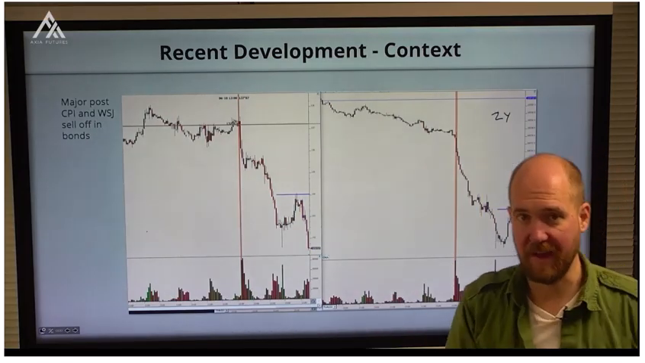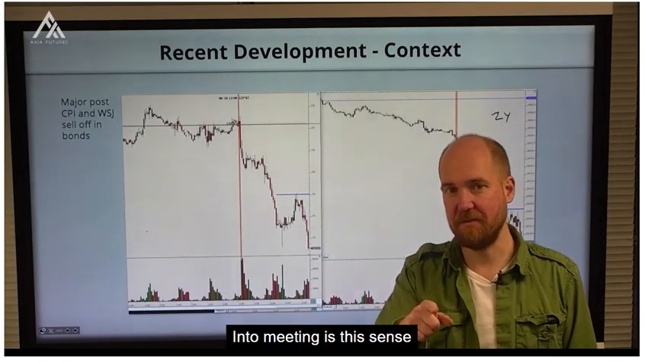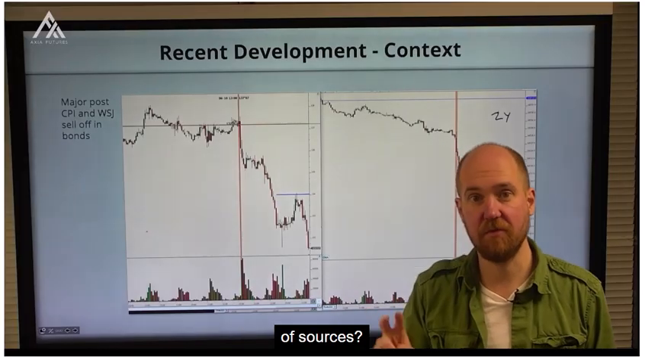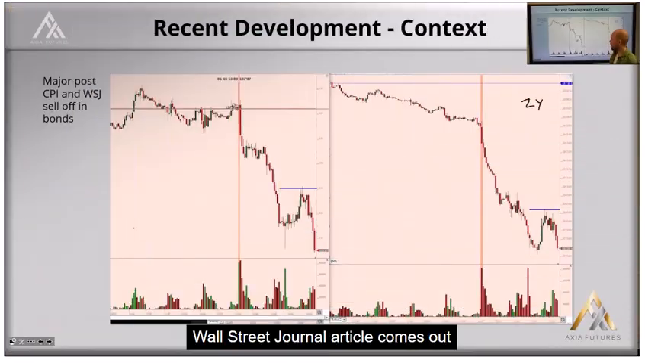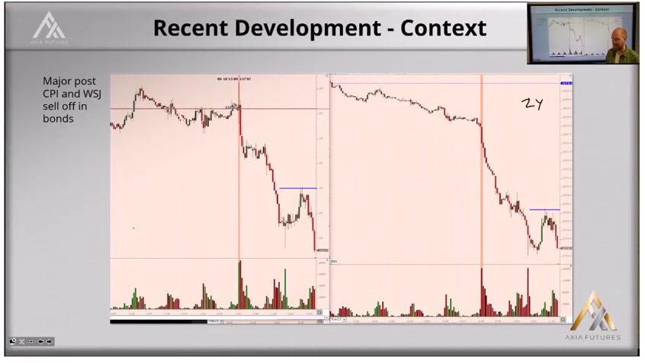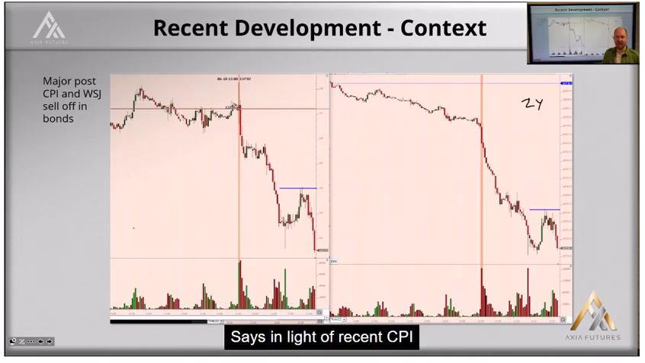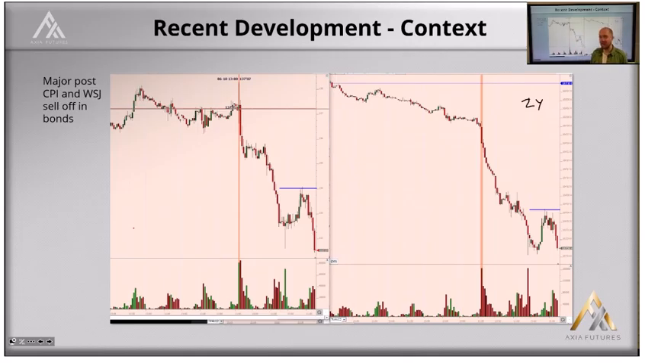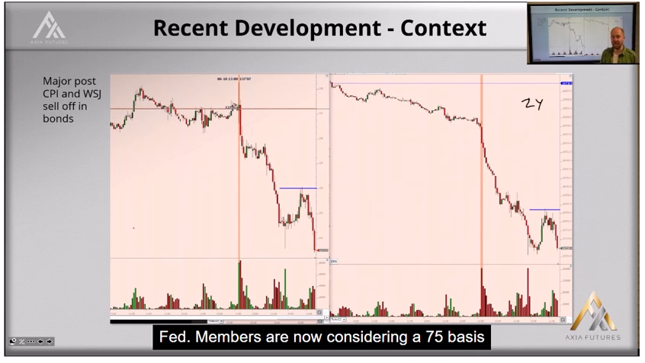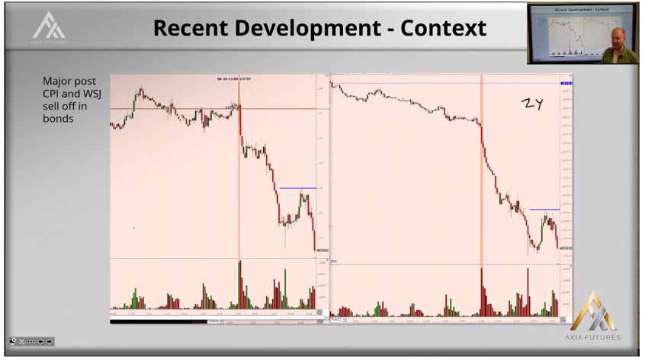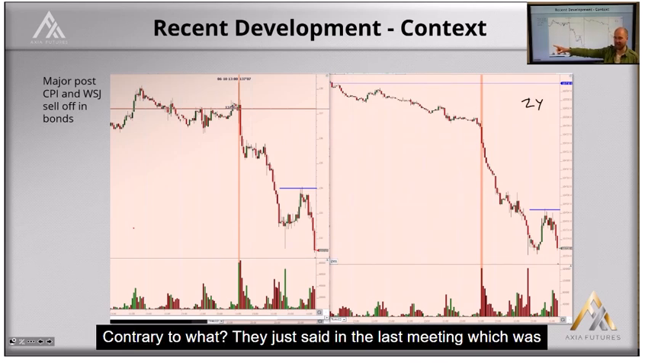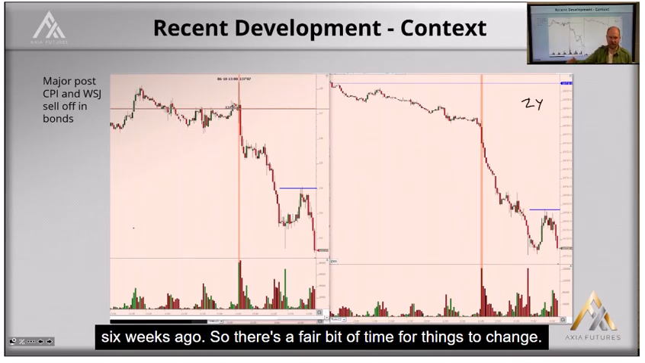What you also get into meeting is this sense of sources. A Wall Street Journal article comes out, which essentially says, in light of recent CPI data and Michigan data, the Fed members are now considering a 75 basis point rate hike, contrary to what they just said in the last meeting, which was 6 weeks ago. So there's a fair bit of time for things to change.